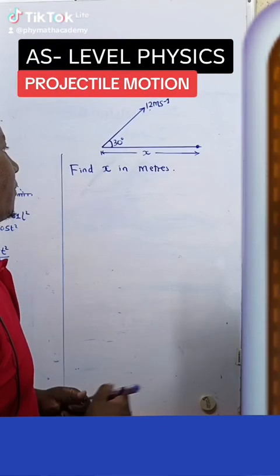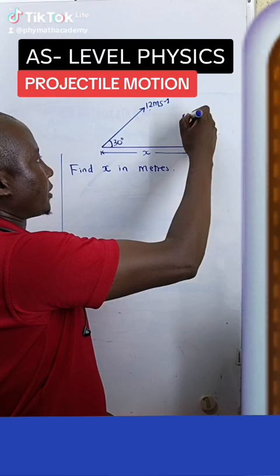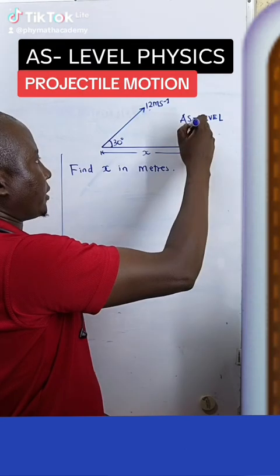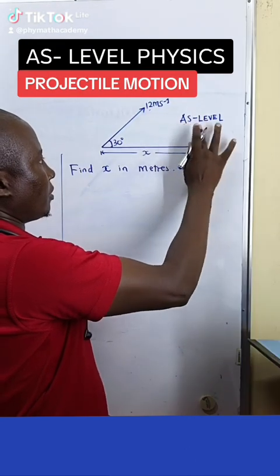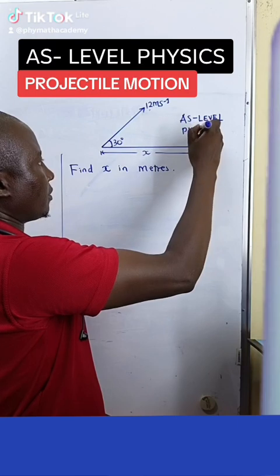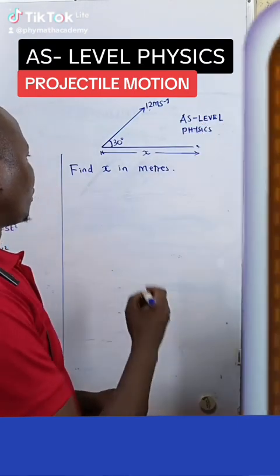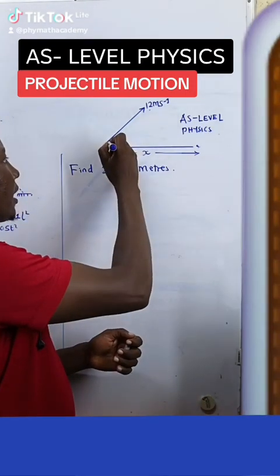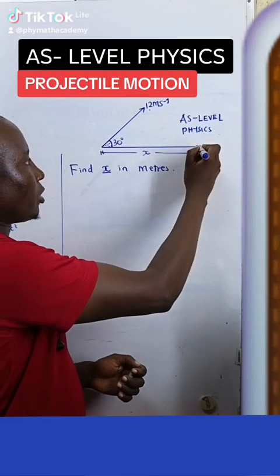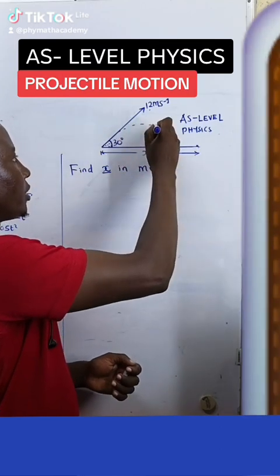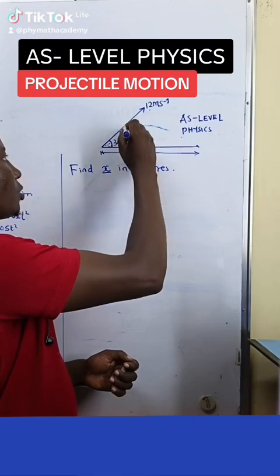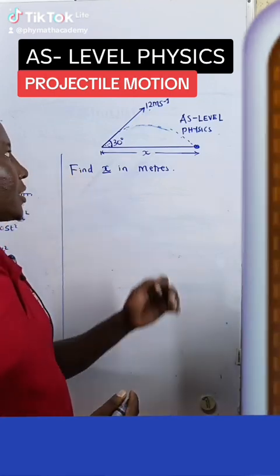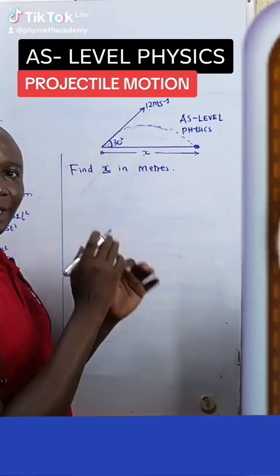Now in this question here, this is A-level physics. So you are told to find the value of x, and this is representing an object which is projected at an angle of 30 degrees. Which means this object is going to move following a trajectory, and finally that object is going to land at a given point here. So the question is, which distance is this object going to cover when it is projected at an angle?